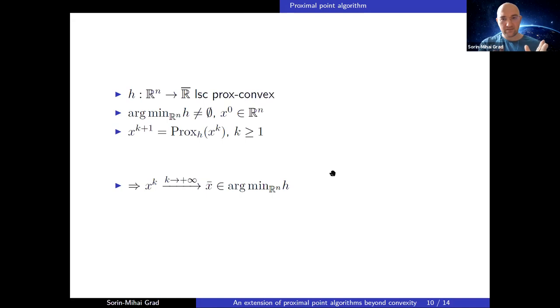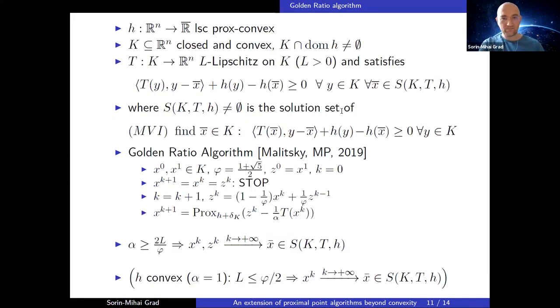In the non-convex world, usually the algorithms converge towards critical points or different such things. In our case, it converges towards a minimum of h, so another useful property. Of course, one can also consider here a set to restrict the function, and still it would converge. We just put it here on the whole space R^n, because it's the familiar proximal point algorithm.